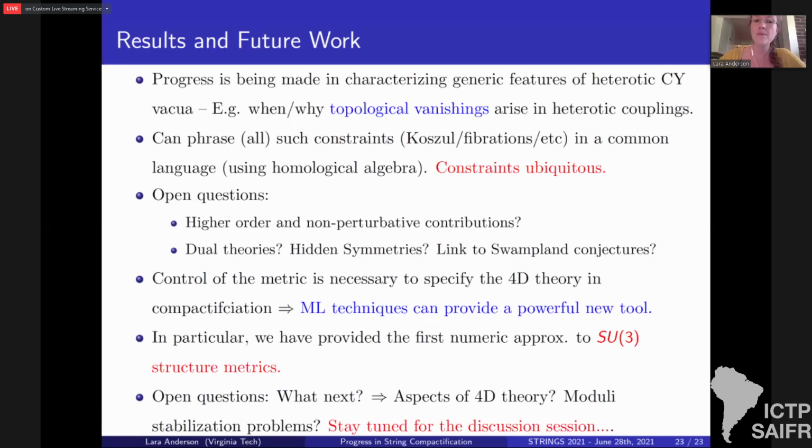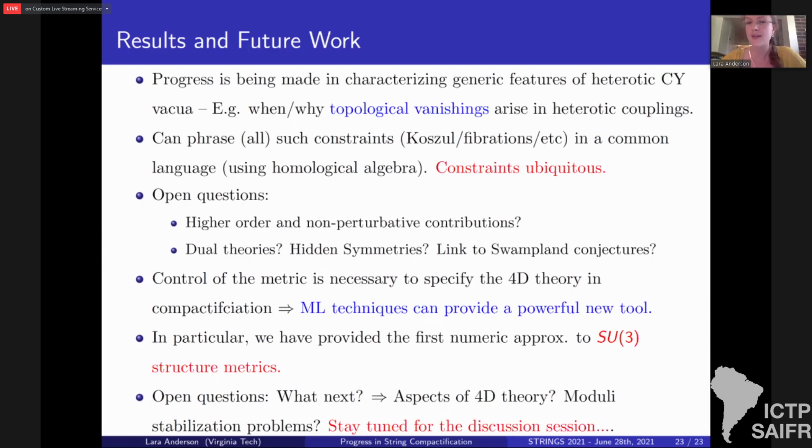But the general broad brushstrokes that I hope to convey are that there are properties of this theory that you can state at a very rough scale that can help you filter through large numbers of possible geometries. And we have come up with consistent frameworks that very readily allow you to access that information. In the case of these topological vanishings that I mentioned, these constraints are ubiquitous. There are, of course, lots of open questions.